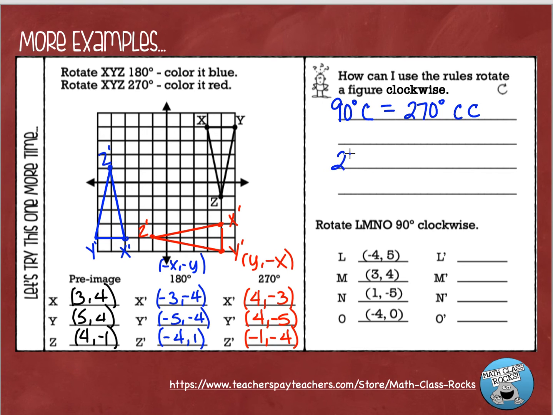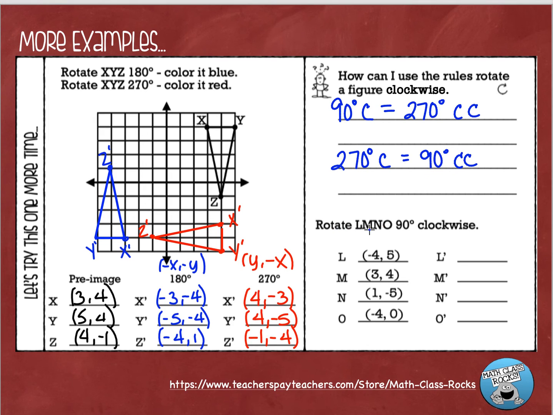One other rule I'm going to give you is if they're asking you to go 270 degrees clockwise, that would be the same as going 90 degrees counterclockwise. Okay, so whenever they're asking you to go clockwise, if they want you to go 90 degrees clockwise, you're going to use the 270 rule that we have on the first page. And if they're asking you to go 270 degrees clockwise, you're going to use the 90 degree rule.